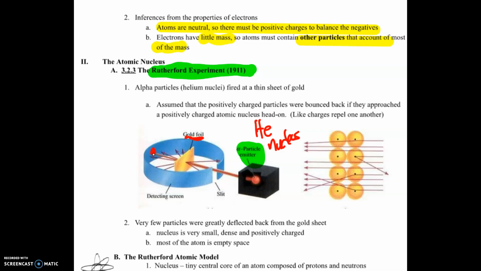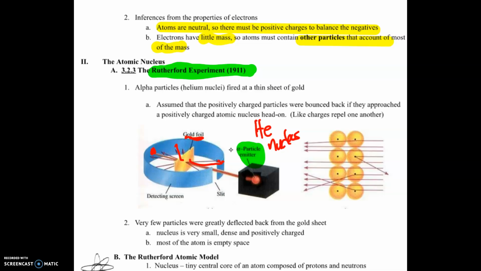But every once in a while, one would be deflected, and sometimes they would hit straight back at him. This was crazy. It broke all the theories of the day. I think the analogy was, he said it was as if he shot a cannonball at a sheet of tissue paper and it bounced back and hit him.